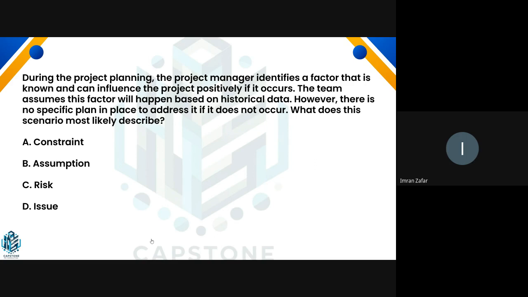Okay, so this is something where the hint was already there in the question as well. The team is assuming that this factor will happen based on historical data, and it can influence the project positively if it occurs. But what is the catch here? There is no specific plan in place to address it if it does not occur.